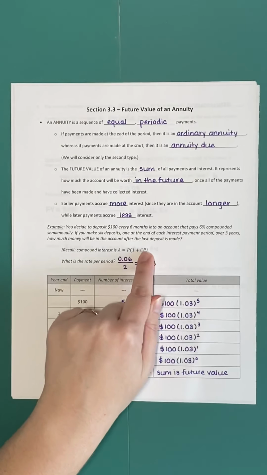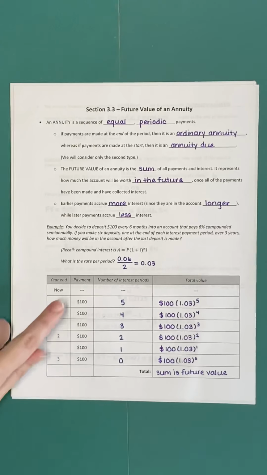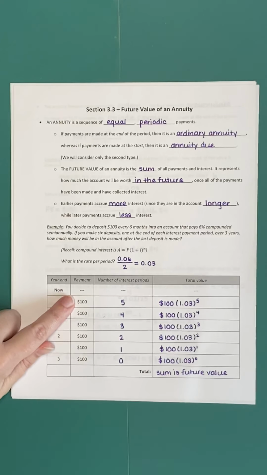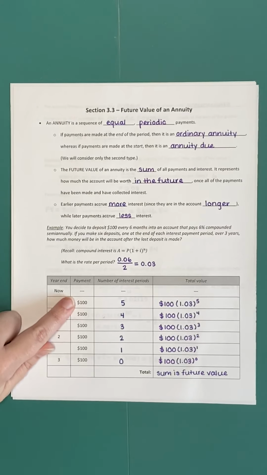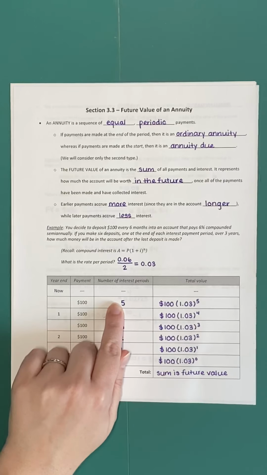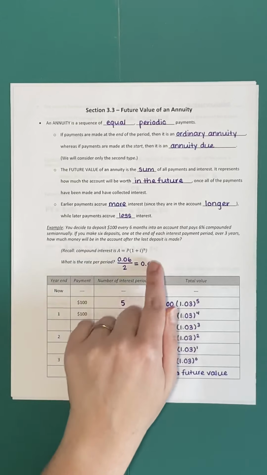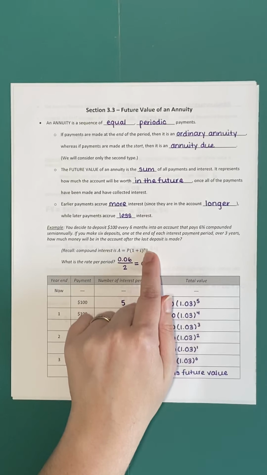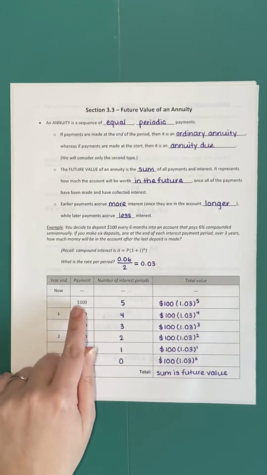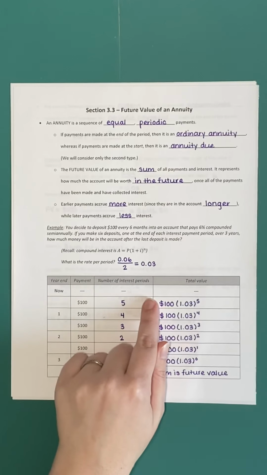And then what about our exponent? Well, remember there are a total of 6 periods, but how long did this particular amount sit in the account? How many interest periods did that one take to accrue all of its interest? Well, it sat in the account and accrued interest over 5 interest periods. So our exponent here is actually going to be 5 because that's the total number of periods over which this particular amount accrued interest.